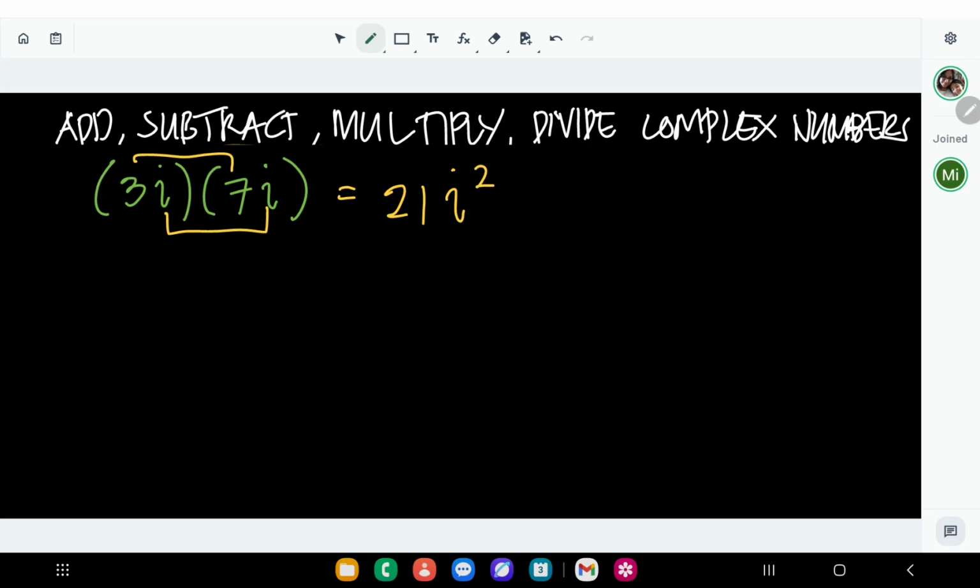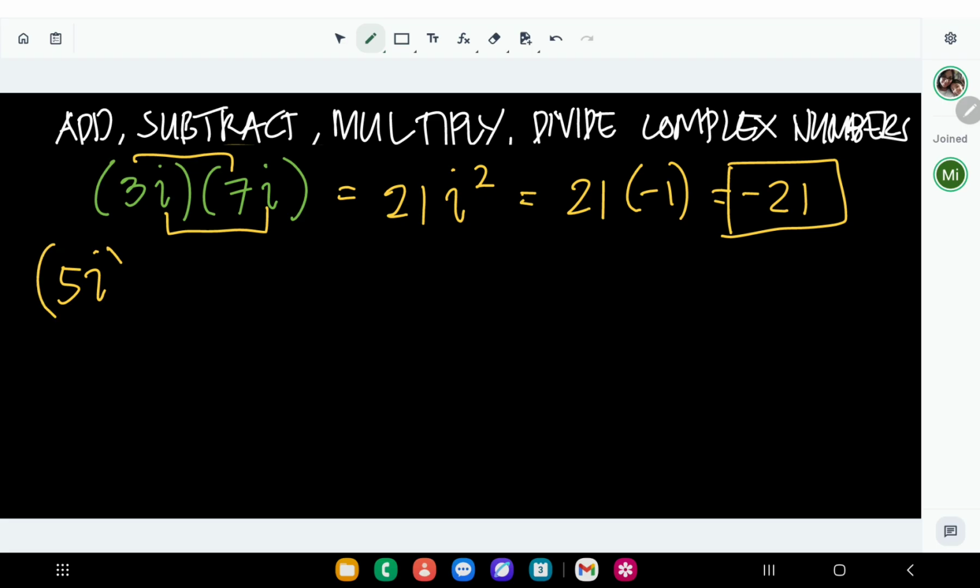So the answer is 21i squared. But i squared is equal to negative 1. Remember the cyclic power of i? So 21 times negative 1 is just negative 21. So 3i times 7i is equal to negative 21. Okay, but what if we're given this one? 5i times (3i minus 7). Do you have an idea how to do this?